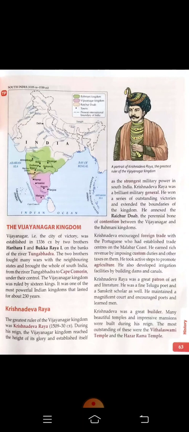He took active steps to promote agriculture. He also developed irrigation facilities by building dams and canals. Dams and canals are the ways by which we artificially give water to the fields which are getting cultivated. Artificial way to supply water is called irrigation. For irrigation we need water, and this water they used to take from the dams, and they used to build canals. Canals are like a big pipe from which water is transferred from one place to another. This was basically for agricultural purposes.